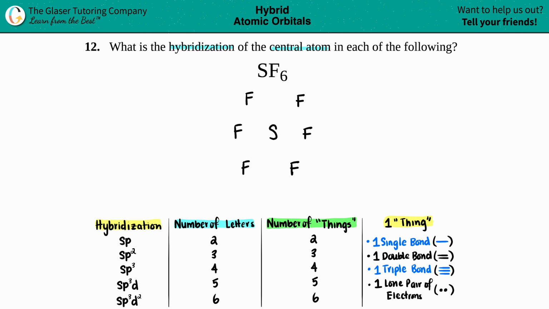Now we have to draw our valence electrons. Sulfur is in group 16 or 6A, so that gets 6 valence electrons. So 1, 2, 3, 4, 5, 6. And each fluorine is a halogen, right? Group 7 or 17A, so that gets 7 valence electrons.